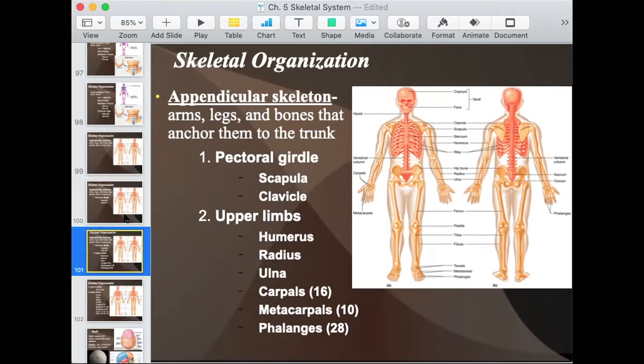That includes the humerus, the radius and ulna, and you have 16 carpals. That would be for both hands, 8 on each side. You have 10 total metacarpals, so you have 1 metacarpal per finger. And then 28 phalanges in total, 14 on each hand. So you have 3 bones in every finger except your thumb. You have 2 in your thumb.